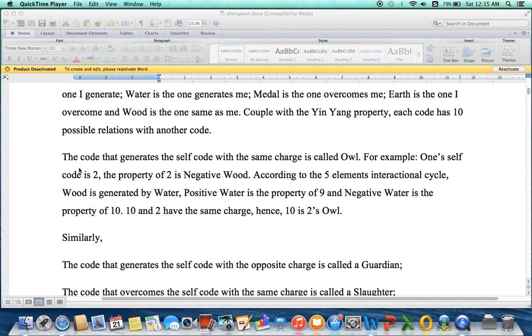For example, the code that generates the self code with the same charge is called L. For example, if the self code is 2, the property of 2 is negative wood, as I have shown you. According to the 5 elements interaction circle, wood is generated by water. And we have 2 waters, positive water which is 9 and negative water which is 10. Which one is the L of 2? The answer is 10 because 2 is negative and 10 is also negative. L means generates me with the same charge.